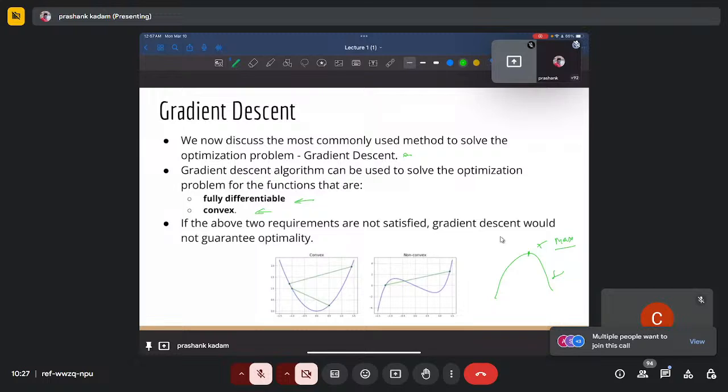And then, another thing is it should be differentiable at all points, which is important because otherwise you won't know which direction to go in, right? That is also an important thing, but there is a way to work around that as well. But yeah, these conditions are essentially the base conditions to run a gradient descent.